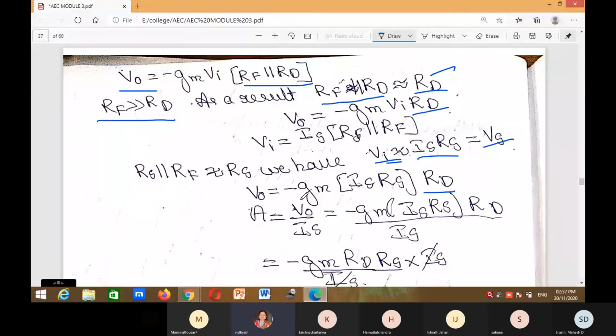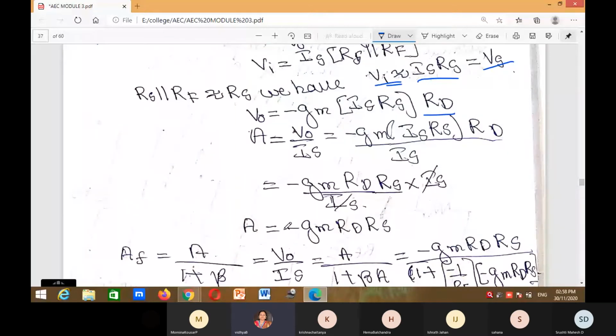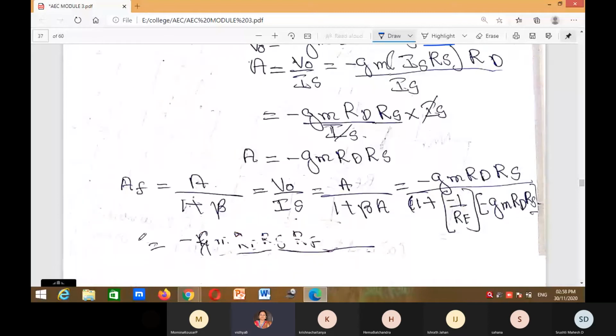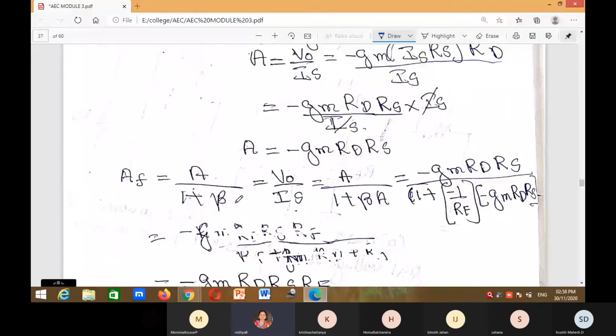A is equal to V0 divided by Is, that is equal to minus gm Is into Rs into Rd divided by Is. Is gets cancelled, so A is equal to minus gm Rd into Rs. Af is equal to A divided by 1 plus beta A. Af is equal to A divided by 1 plus beta into A, that is equal to V0 divided by Is.